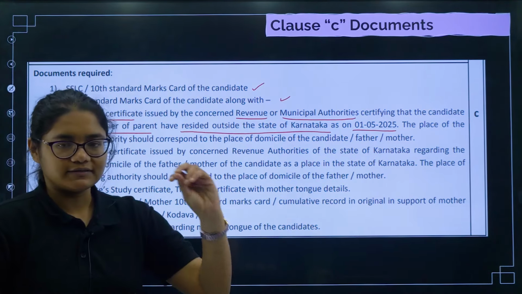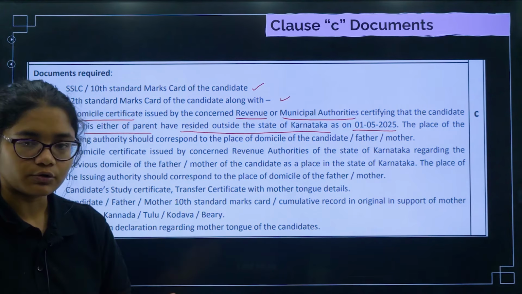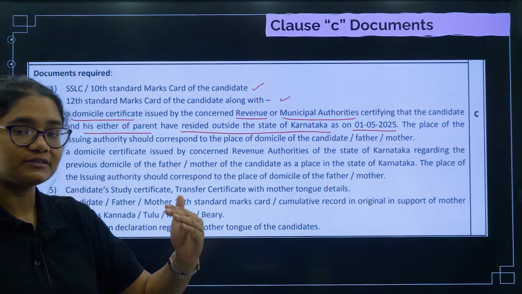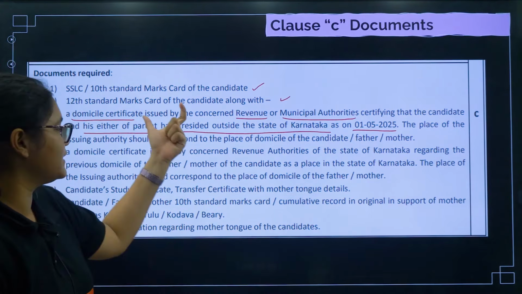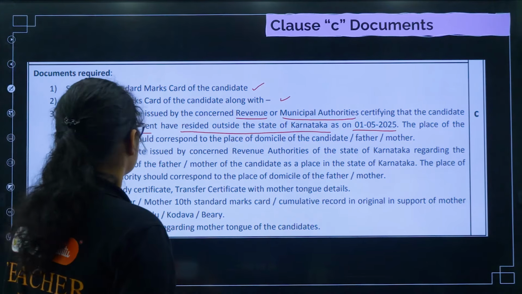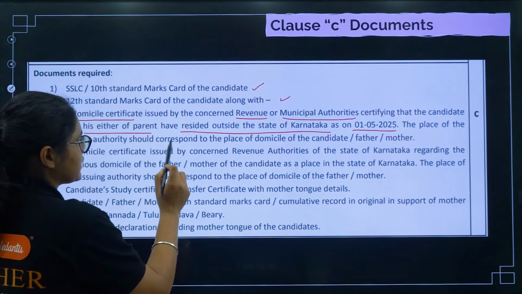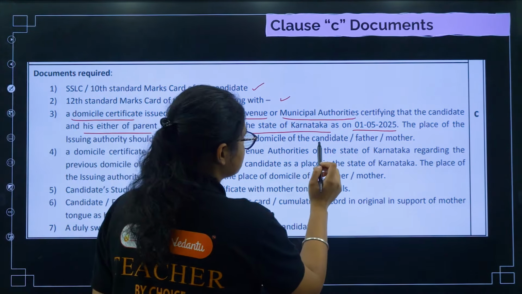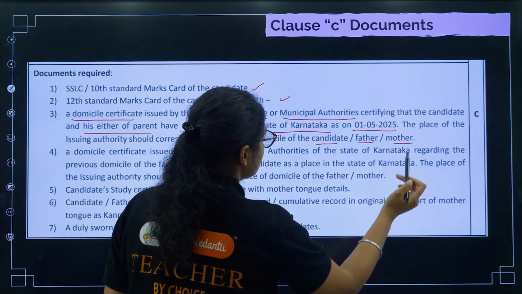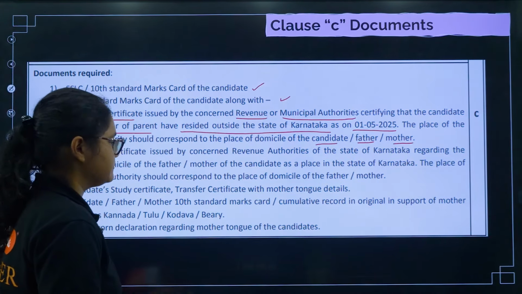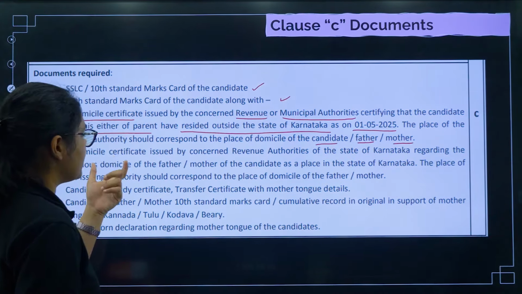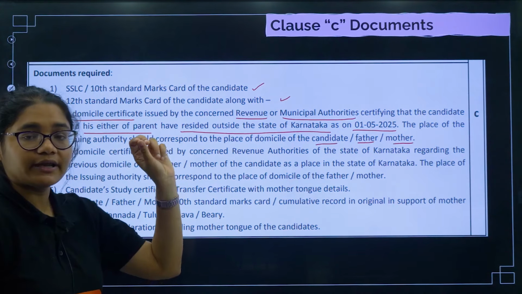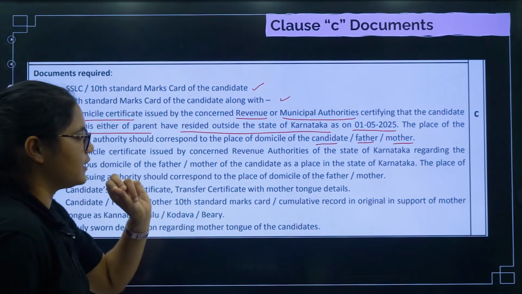So if you are not a resident of Karnataka, you have to give the document which tells that you were staying outside Karnataka. A domicile certificate is required here. The place of the issuing authority should correspond to the place of domicile of the candidate, father or mother, or the candidate. Next, a domicile certificate, this is one domicile certificate which tells that you are staying outside Karnataka.